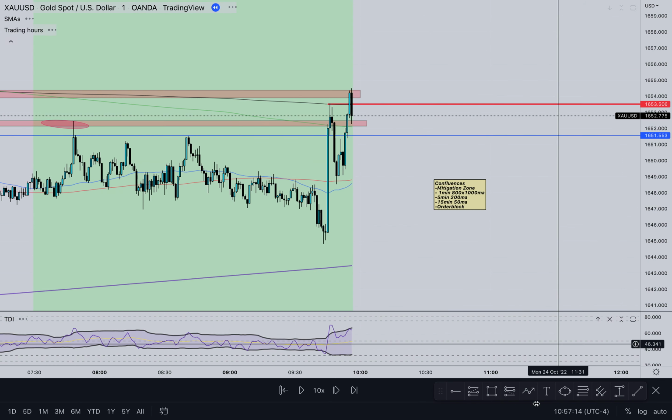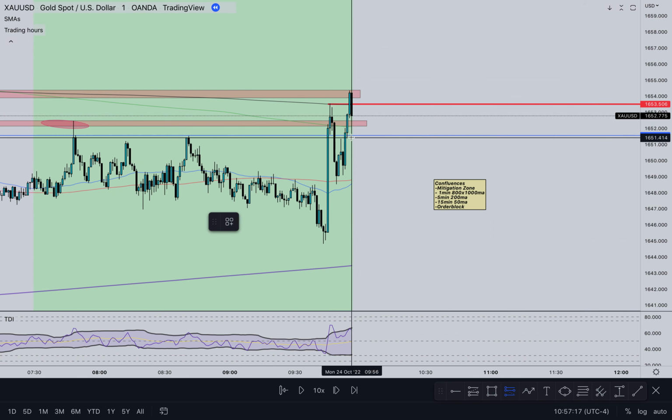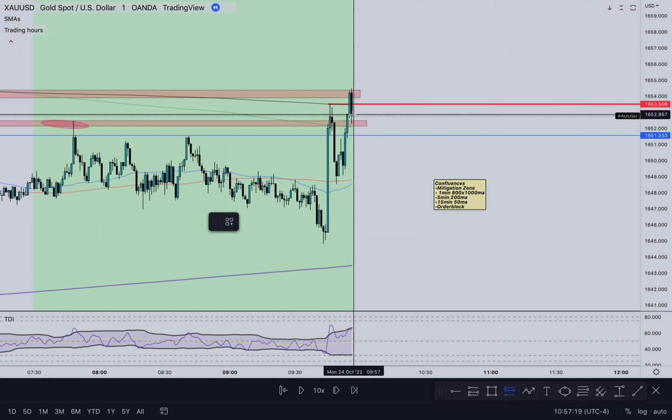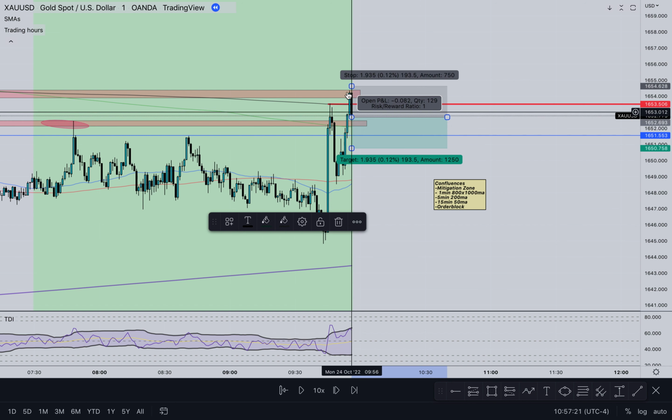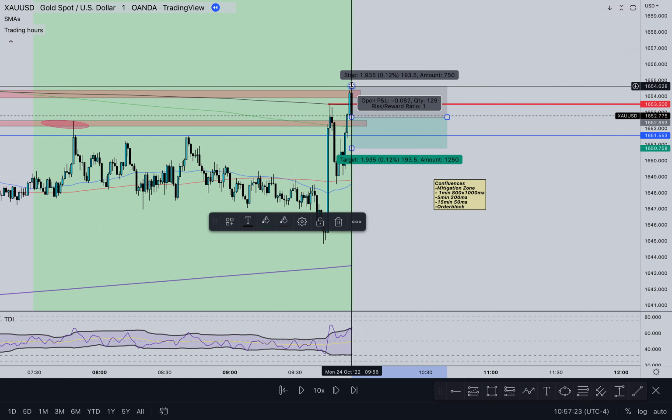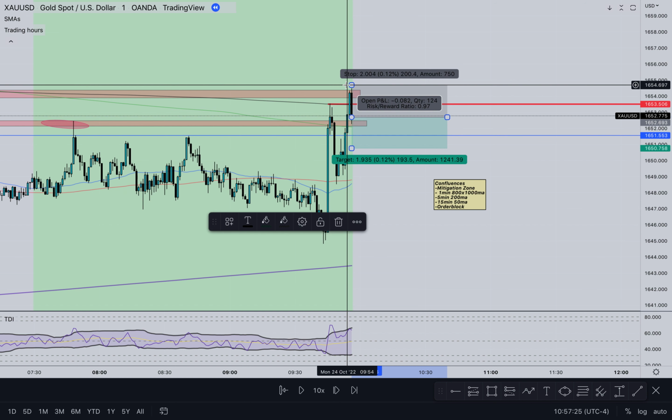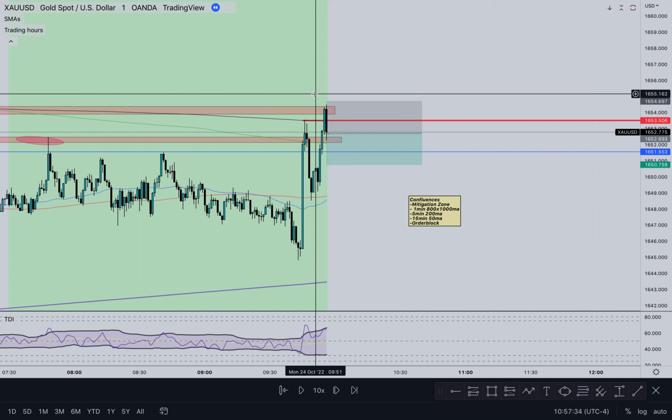Okay, boom. So I entered. I'm gonna say I entered right here. 19 pip stop loss, I definitely entered with it. Let me see what my entry was. Where my phone at? Oh yeah, man. Okay.